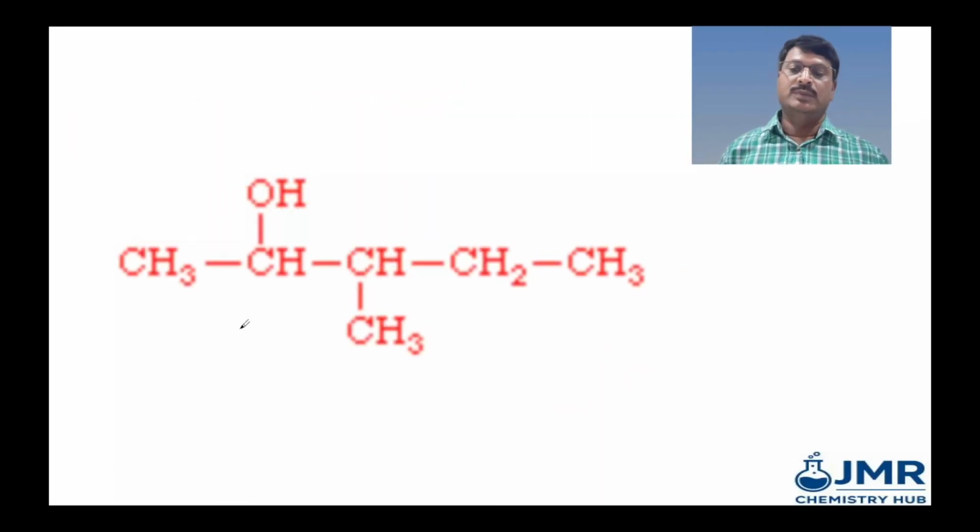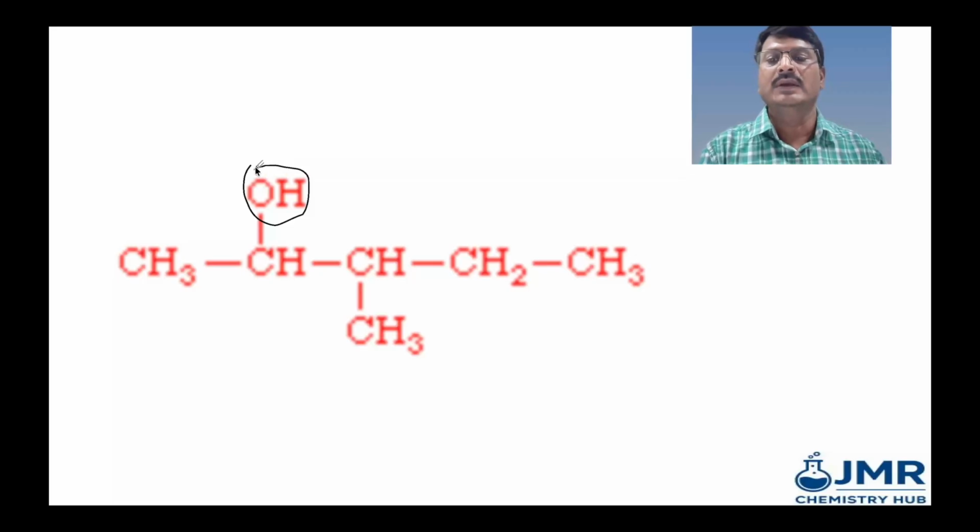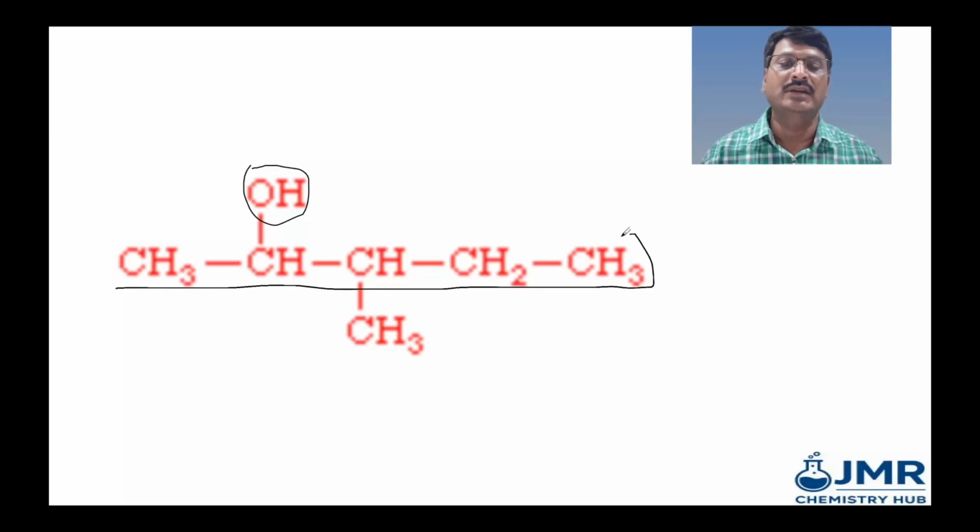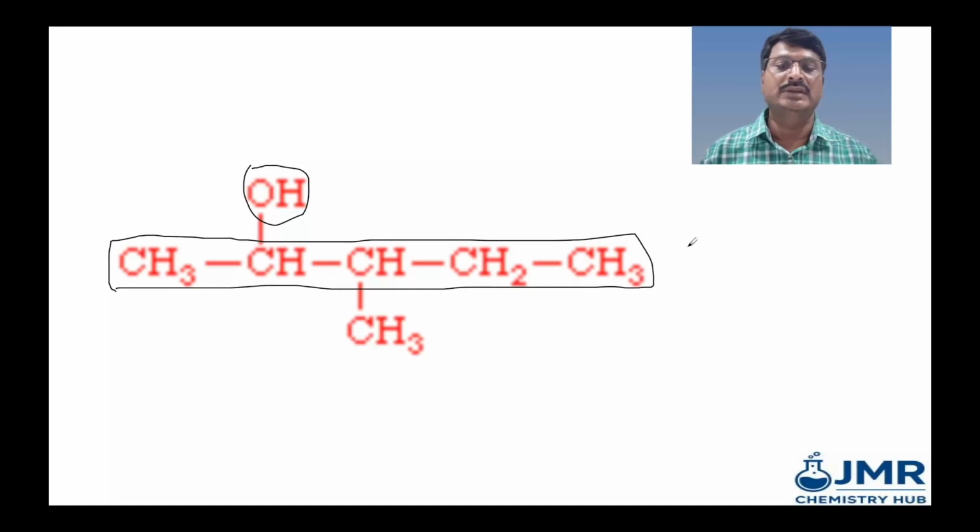Come to one more example. This example contains a functional group, that is the OH functional group. Same rules. First you have to select the longest chain. This is the longest chain in this compound. Total number of carbons present in the longest chain is 5.